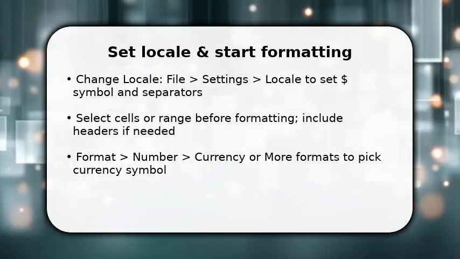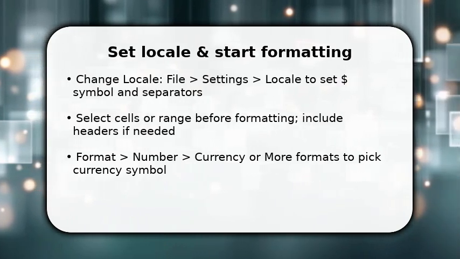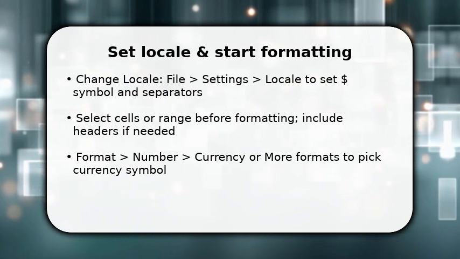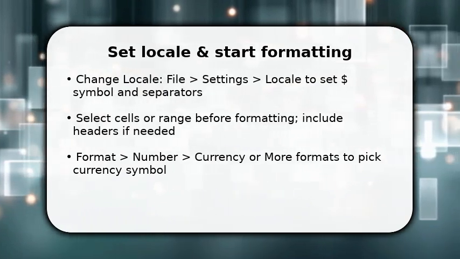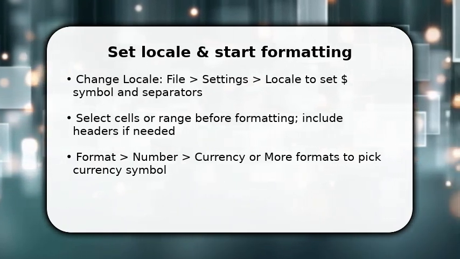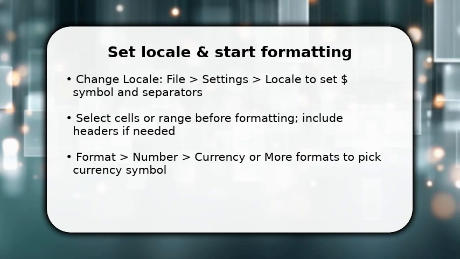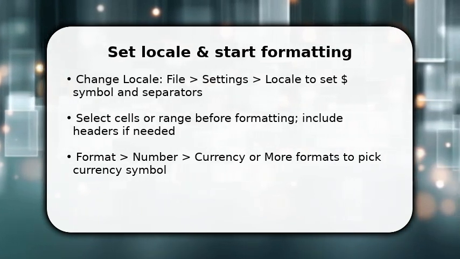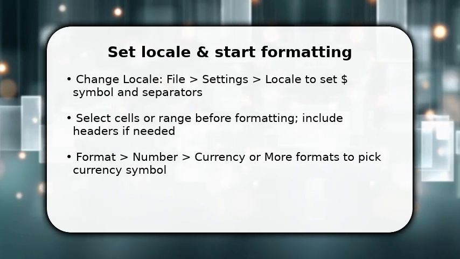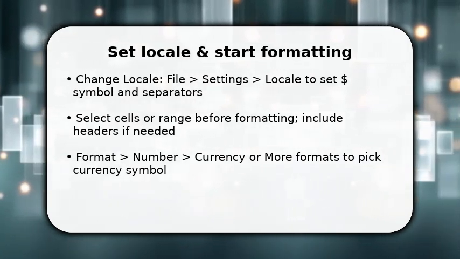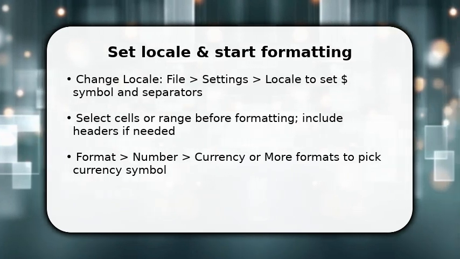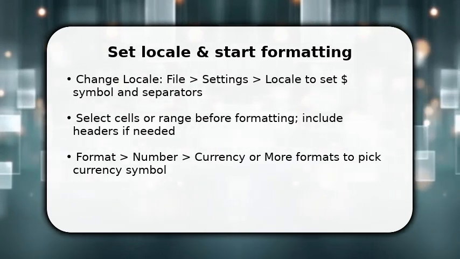You begin by making sure the sheet uses the correct locale because that controls the default currency symbol and decimal separators. Once the locale is set via File Settings, select the cell range you want to change. Then open Format Number and choose Currency or More Formats to find the exact symbol. You do this now so number parsing and display match your expectation. Make sure to include any header row and to double-check sample values for decimals and separators.